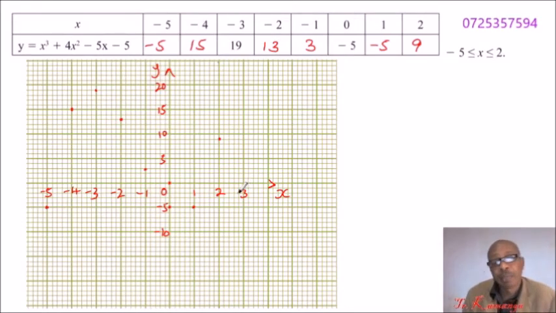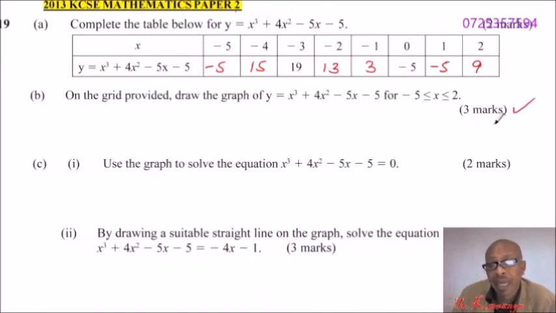So we are going to join these points to come up with the graph which we are required to plot. When you are joining the points, you use your free hand. Don't use a ruler, and make your graph as smooth as possible so that you get the correct values. So this is the best graph I could come up with. I hope you can get better than that. Once you do this, you'll be able to get 3 marks here. That's how you draw the graph.